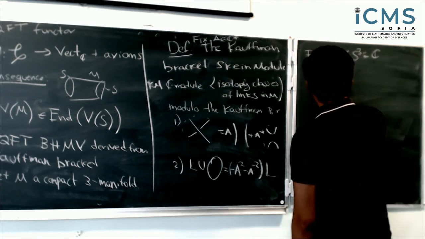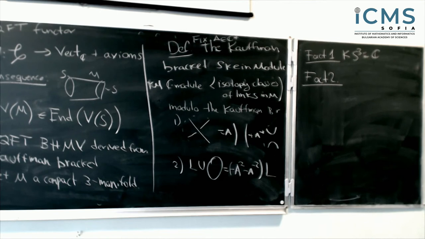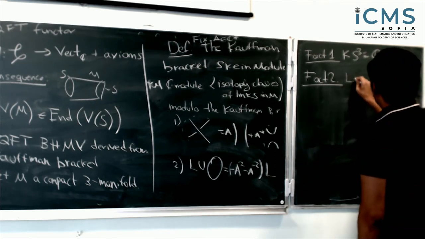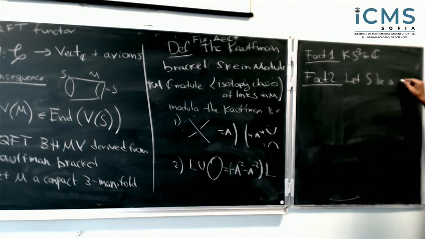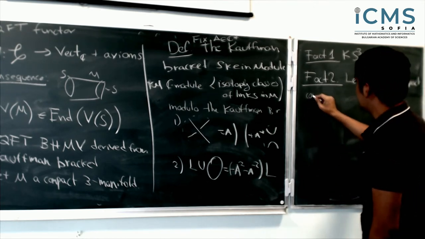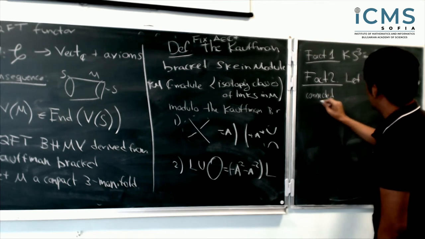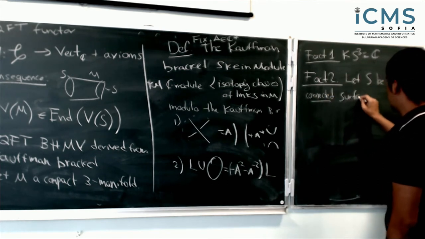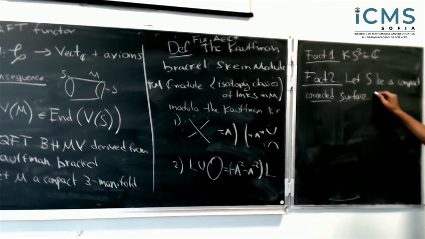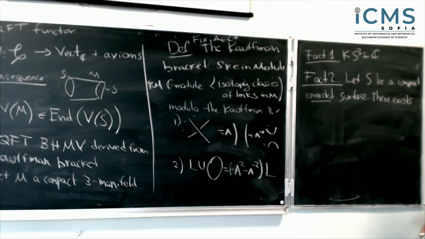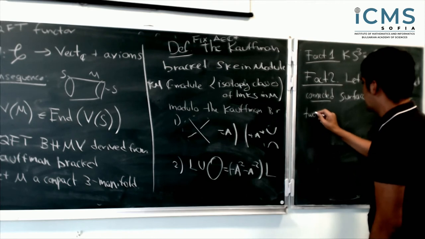And we will have also another fact. Let S be a compact, again oriented, but this time connected, Riemann surface. Then there exist two three-manifolds that I will call two handlebodies.